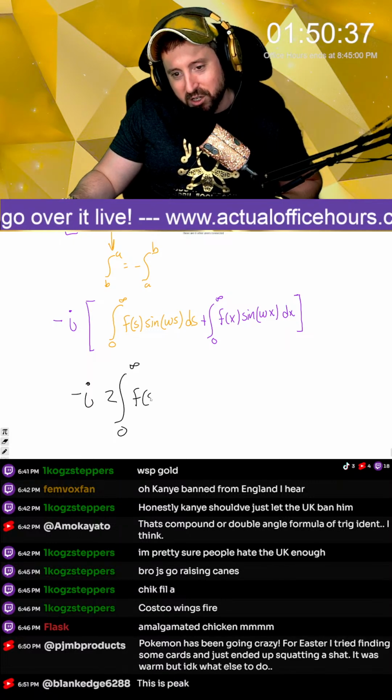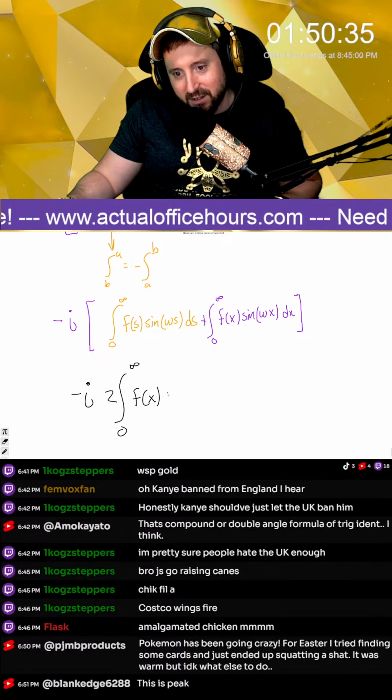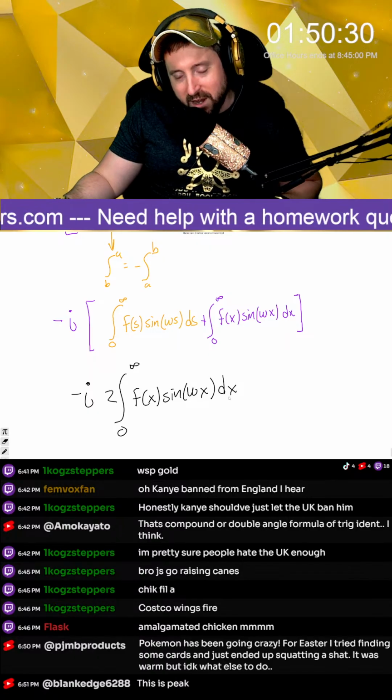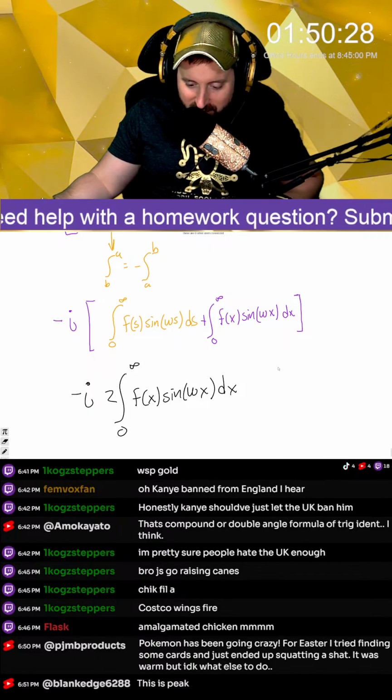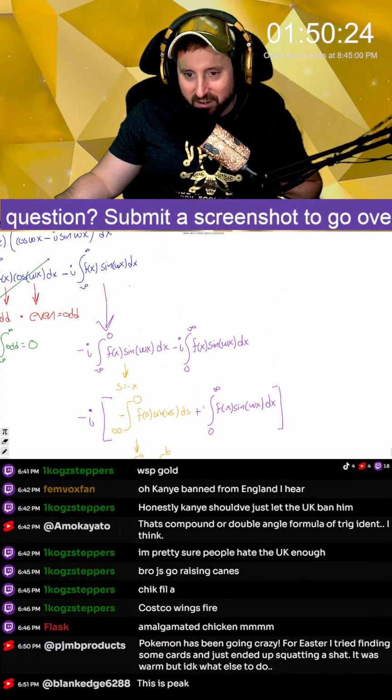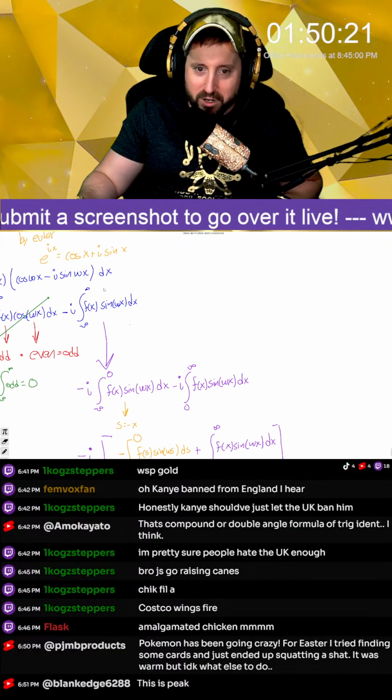Dude, this is such a hack. Math is sometimes like that: you just change variables of integration over and over again until it works out with the bounds. Dude, yeah. Oh my god.